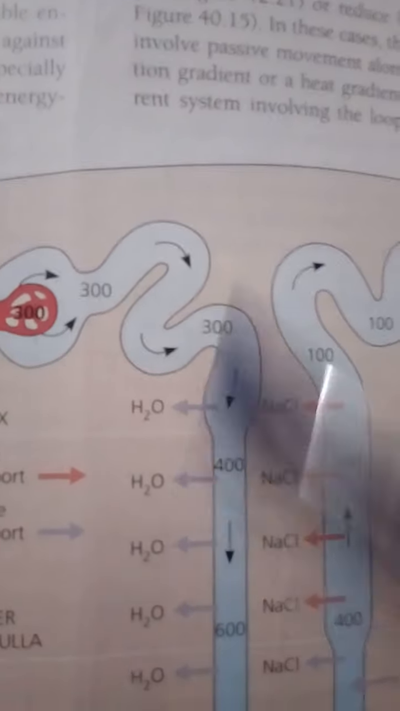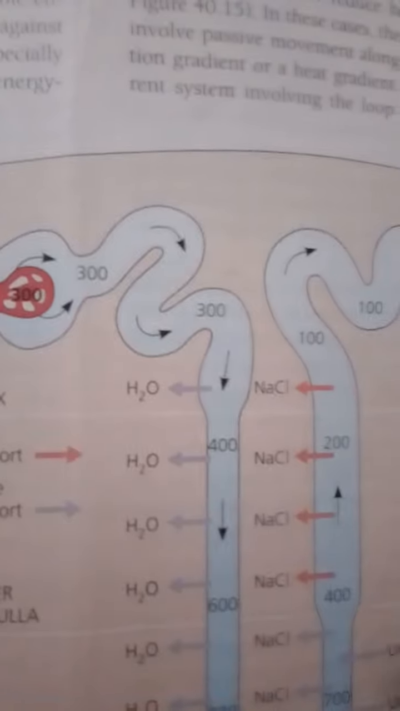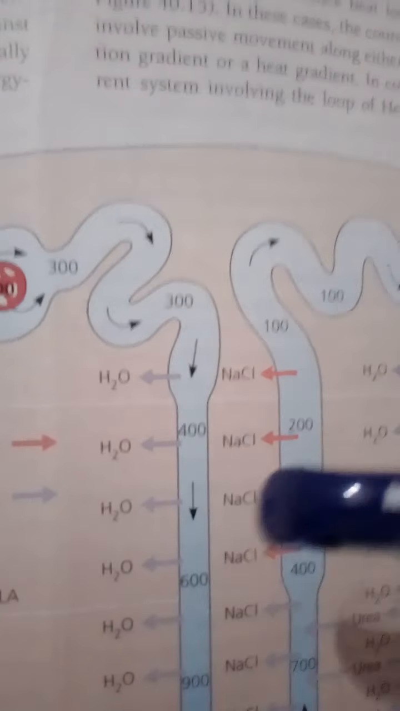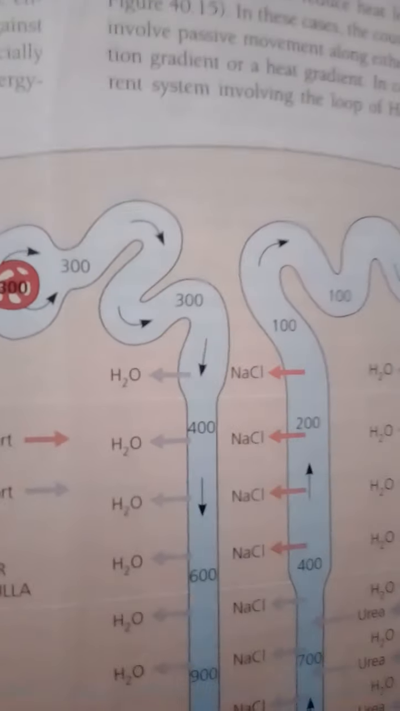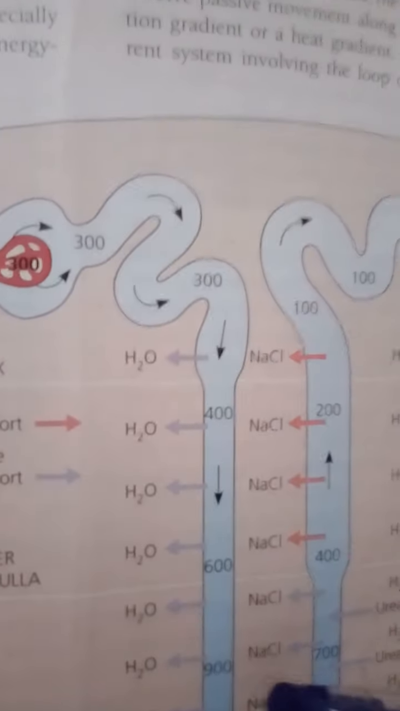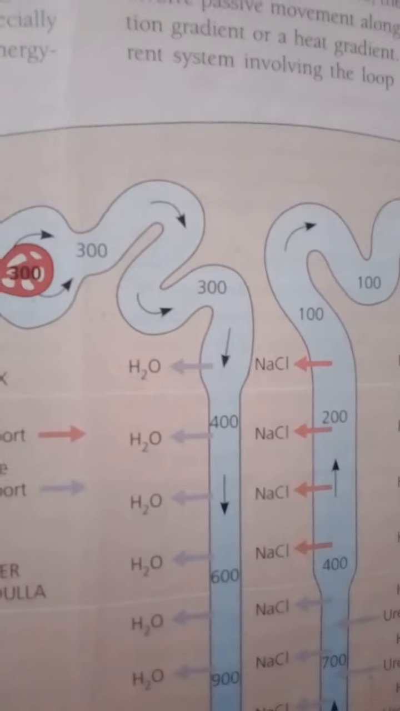Thus, the two limbs of the loop of Henle cooperate in maintaining the gradient of osmolarity in the interstitial fluid of the kidney. The descending limb produces a progressively saltier filtrate, and then NaCl diffuses from the ascending limb to help maintain a high osmolarity in the interstitial fluid of the renal medulla.